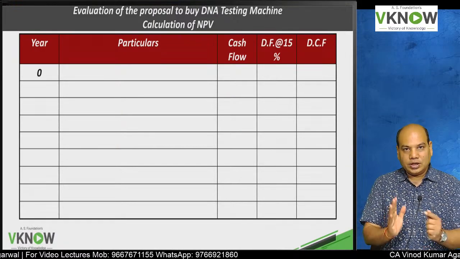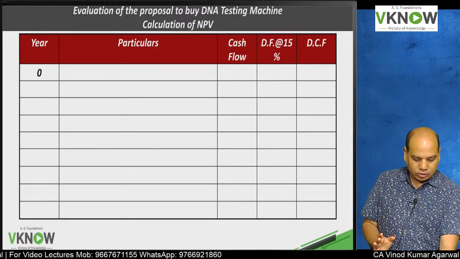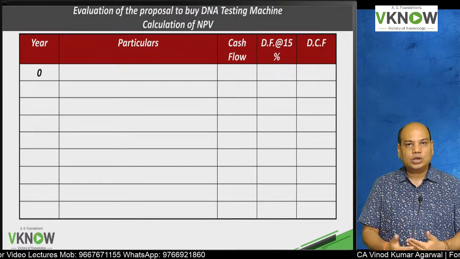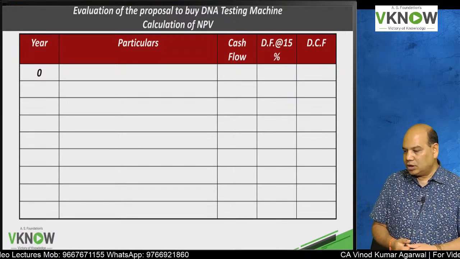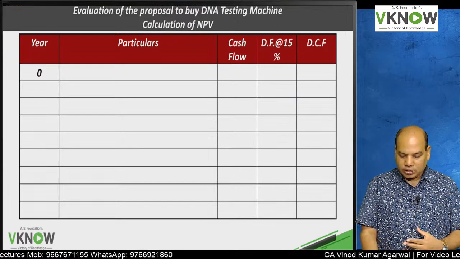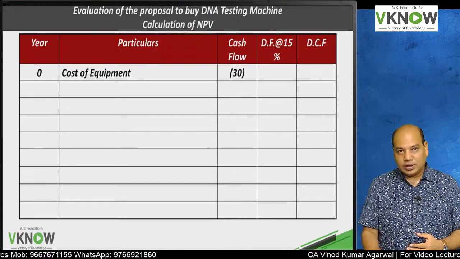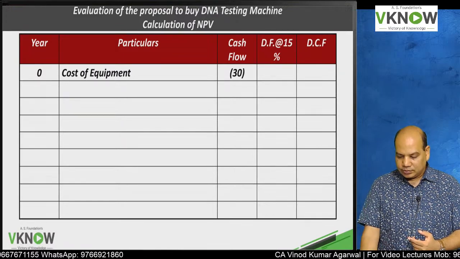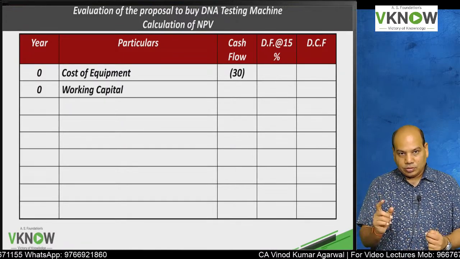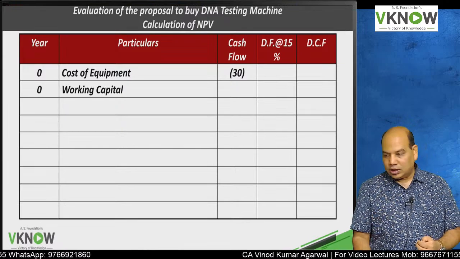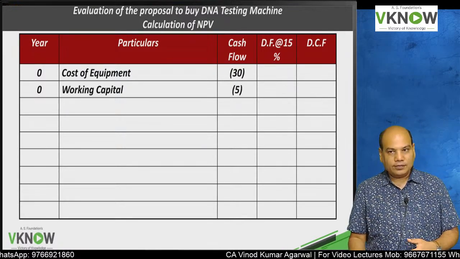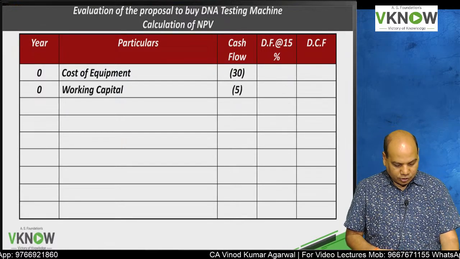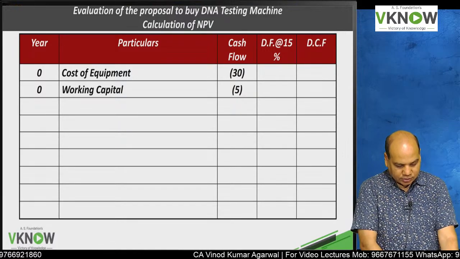First, we will write down in year 0. In year 0, we have two outflows. One, cost of equipment 30. Year 0, one more outflow will be there. Working capital 5. Then you write down rupees in lakhs.